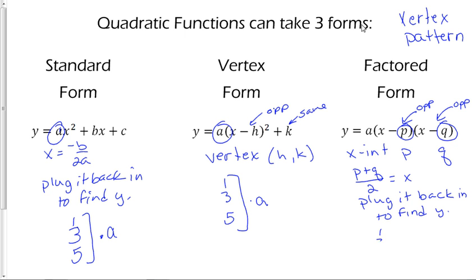Okay, again, 1, 3, 5 is the pattern. We multiply that by a. A is right in front. So what I'm going to do is take a look at one problem from each of those. Feel free to rewind and watch it again if you don't quite get it the first time.